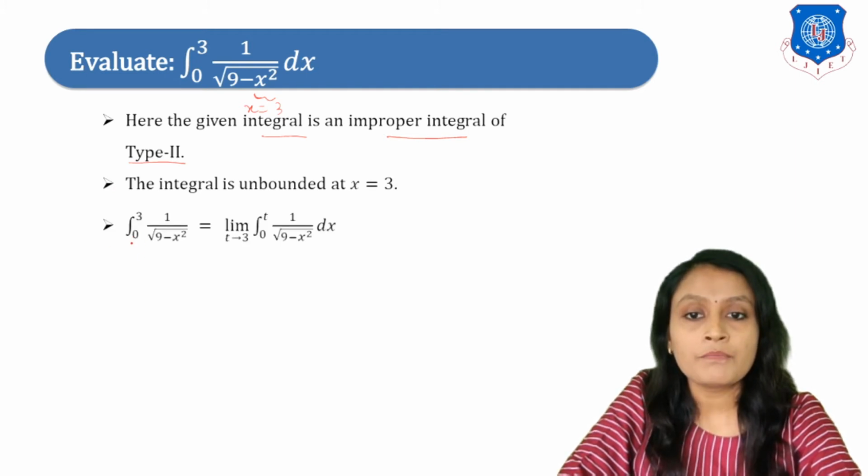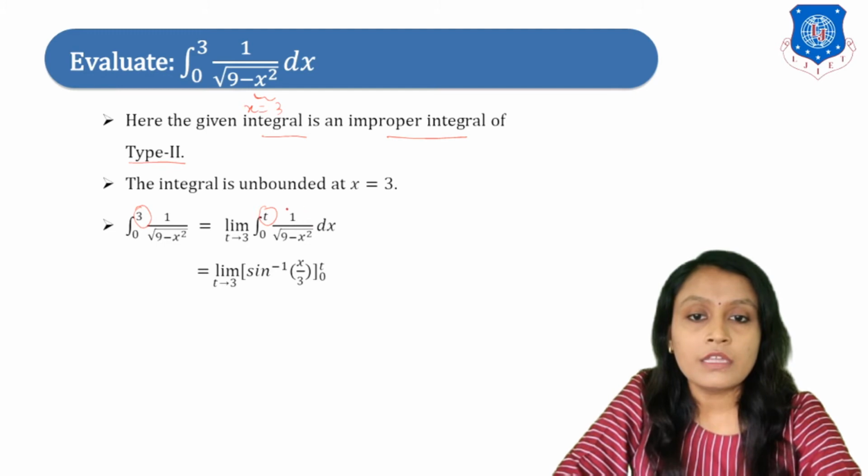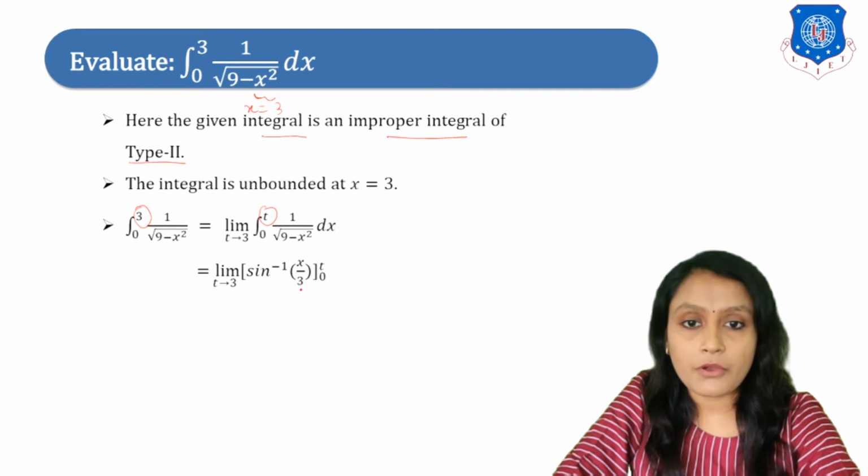So integration is what? 0 to 3, 1 upon under root 9 minus x square, right? Now at this point 3, our integration is going to infinity. Okay, so we will suppose this 3 as t, right? So we will write limit t tends to 3, integration 0 to t, 1 upon under root 9 minus x square dx. Okay, now we will evaluate this integration. So what will you get as the answer? Limit t tends to 3 here. The integration of 1 upon under root 9 minus x square will be sine inverse x upon 3, right? And the limits are 0 to t.